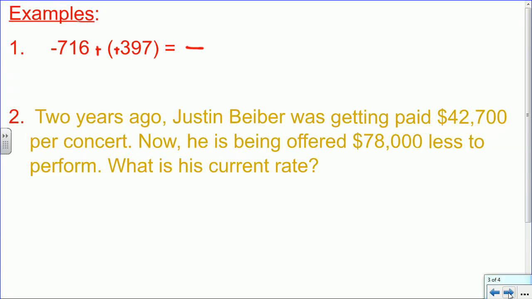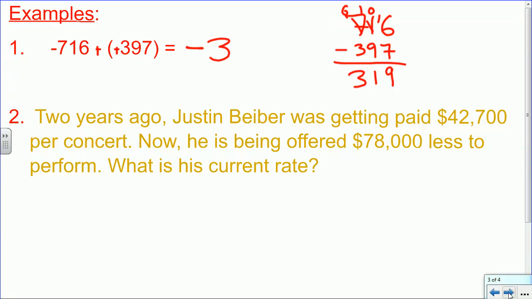The values are different. We have positive and negative algebra tiles, so they would cancel, and we need to subtract to show that cancellation. We're just going to use the values, not the signs. So 716, 397, sorry. We'll subtract them. 7 from 16 is 9. 9 from 10 is 1. 3 from 6 is 3. And we said it was negative, so this is a negative 319.